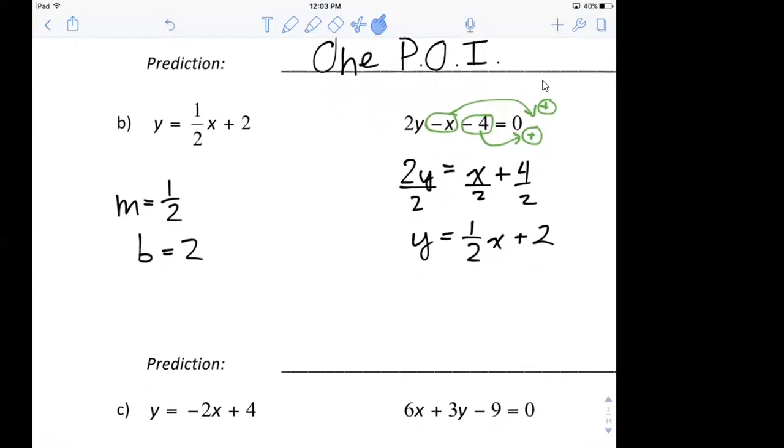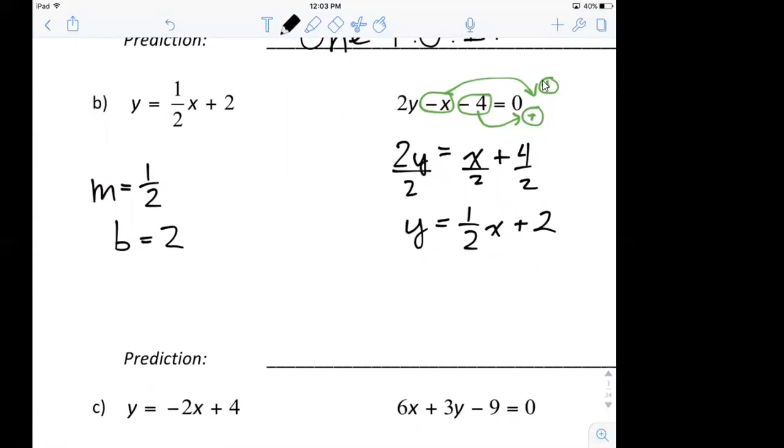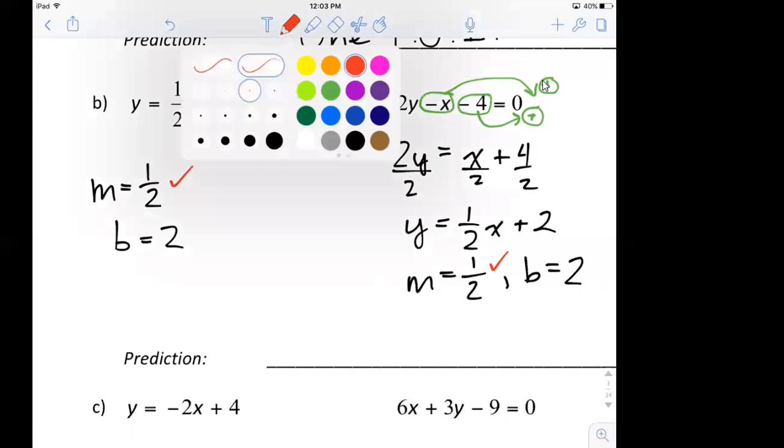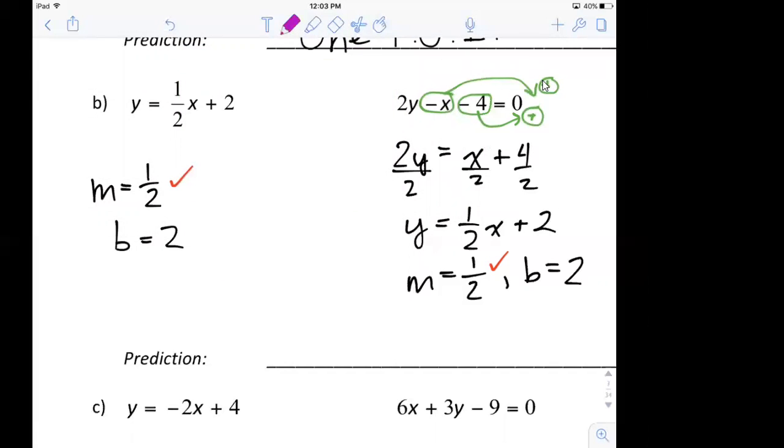So let's make a little comparison here. What we're seeing in this new one is that this slope is 1/2. And we're also seeing, just right up beside, that the b value is 2. So we have clearly the same slope. Use a different color and say, well, we have clearly the same y-intercept.